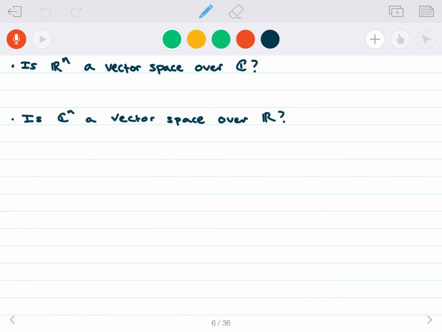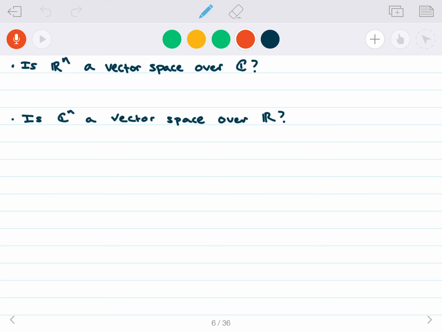Is Rn a vector space over the complex numbers, so where the scalars are complex numbers? And is Cn a vector space over the real numbers, where the scalars are real numbers? Okay, so we can tell easily whether or not something is not a vector space, usually with the closure axiom. So are vectors closed under vector addition? Is the space closed under scalar multiplication?